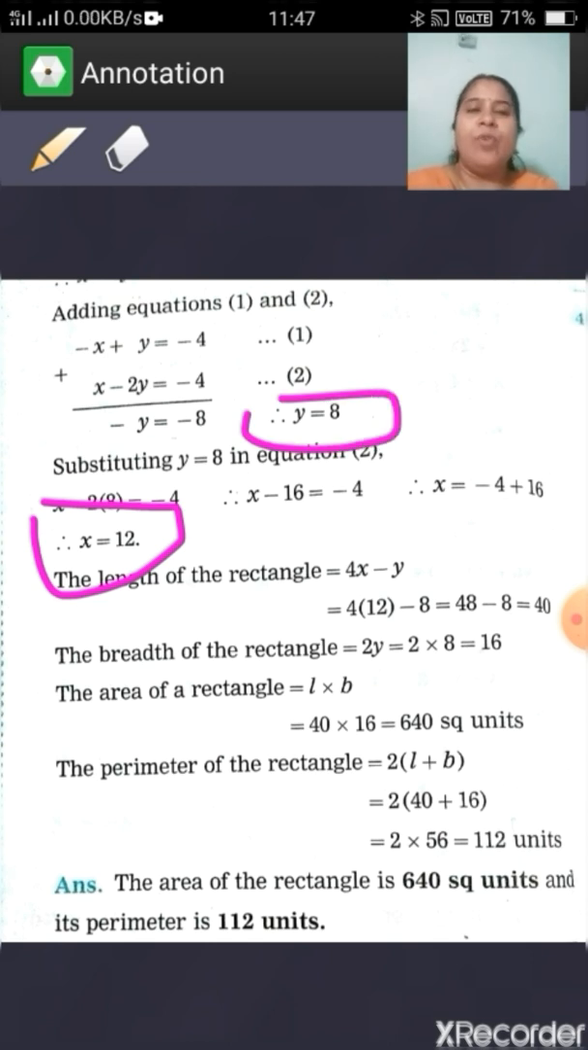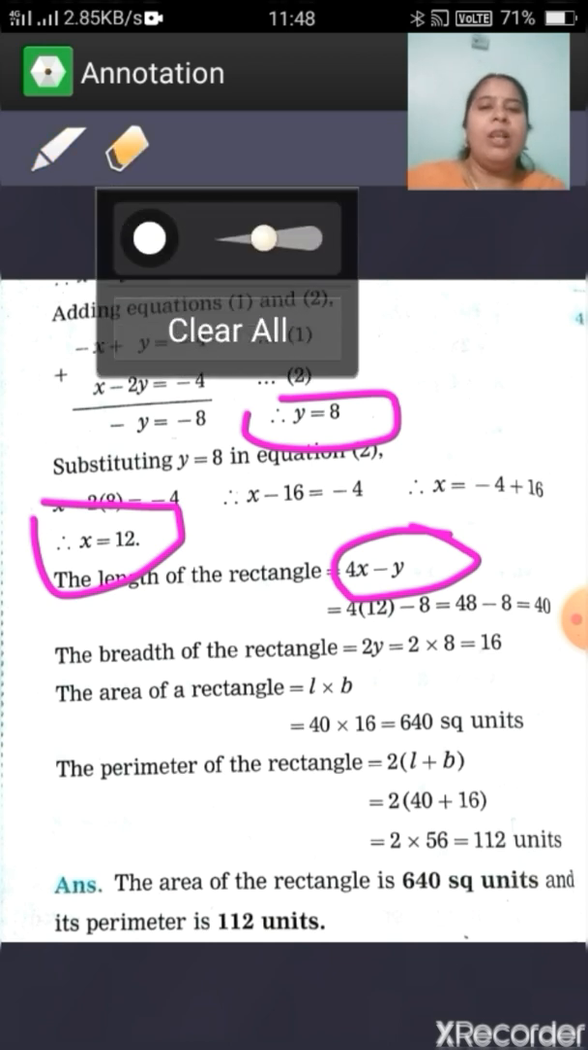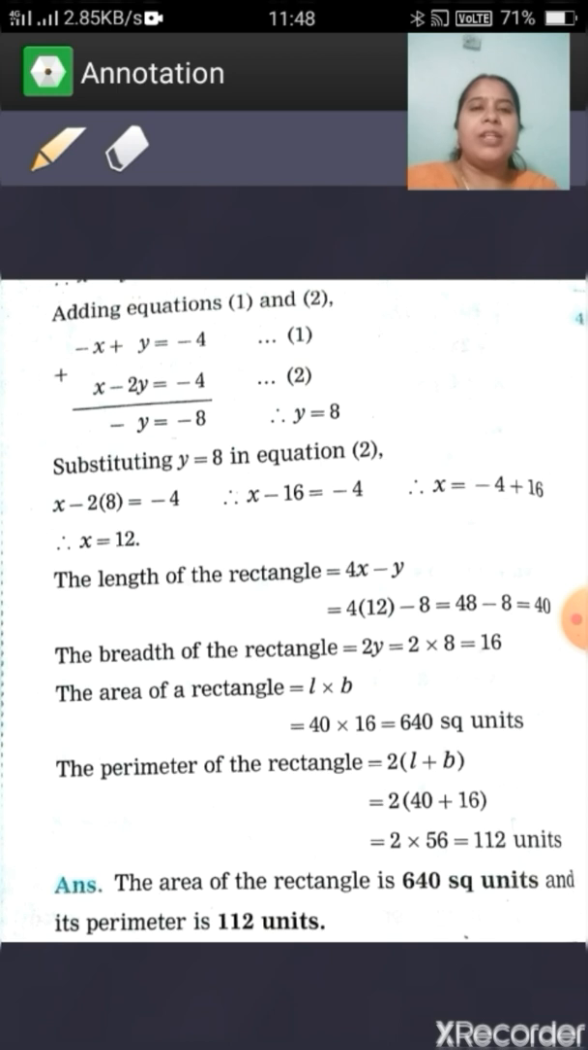Now what we want is the length and the breadth. Length was specified as 4x minus y. So what we need to do is, in the place of x and y, we will substitute the values which we have got just now. So it is nothing but 4 into 12 minus 8. That is 48 minus 8, which is equal to 40. Similarly, the breadth will be nothing but 2 into y, that is 2 into 8, that is 16. Now we have got the length and the breadth.